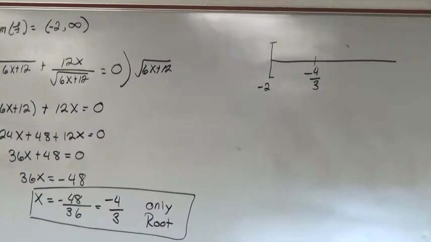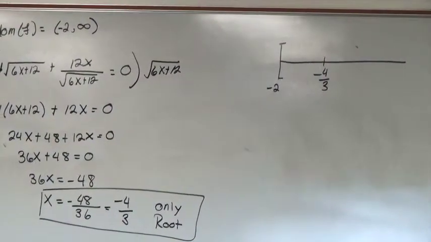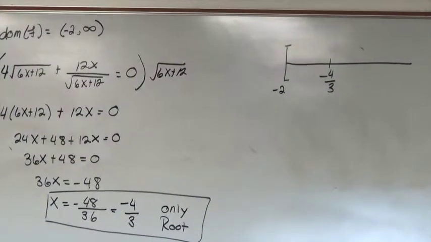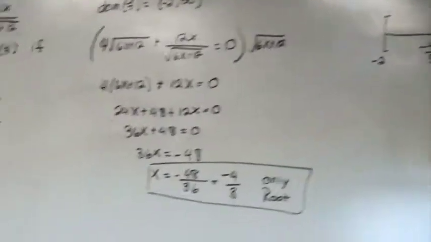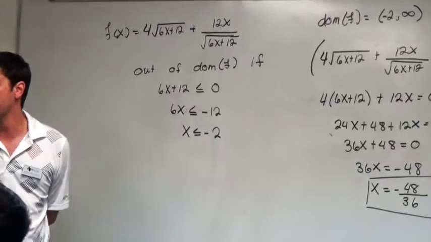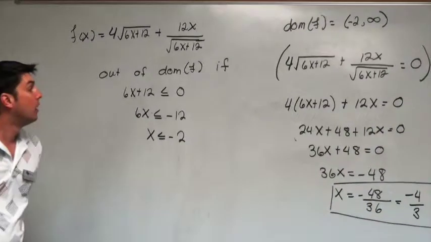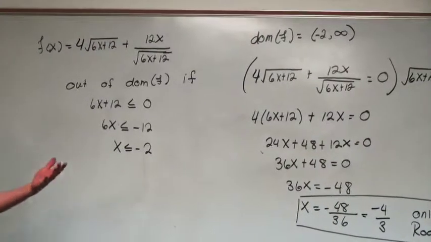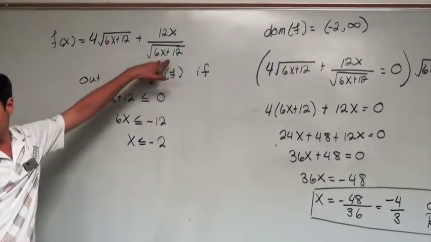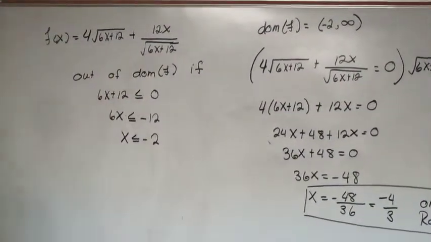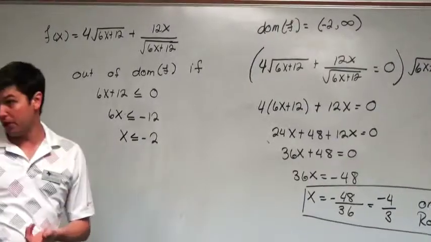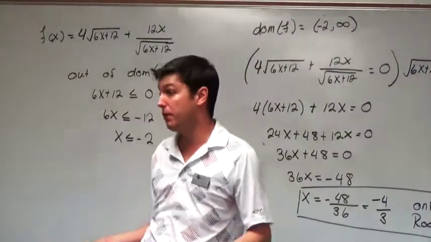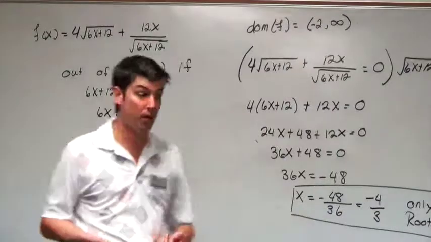Yes? So, you always include the domain restriction, or is it only for that? You always include the domain restrictions for where the function lives on your number line. Because if x is less than negative 2, we have a negative inside of our square root, so there are no y values. So you can't say the function is positive, negative, or 0 if you're less than negative 2. And that's what we're looking for.